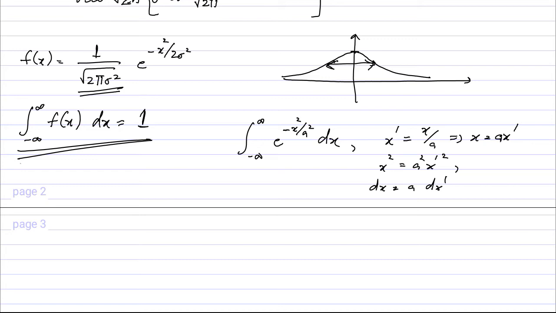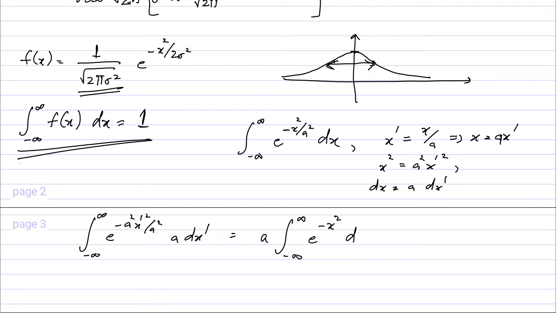When x is infinity, x prime is also infinity. When x is minus infinity, x prime is also minus infinity. So I'll get this integral as e raised to power minus a square x prime square divided by a square, a dx prime. Then I can relabel this dummy integration variable x prime back to x. So I'll get a times the integral from minus infinity to infinity of e raised to power minus x square dx.